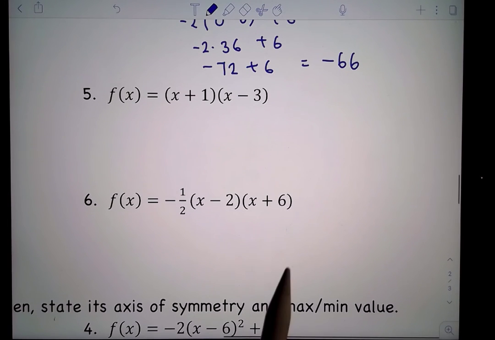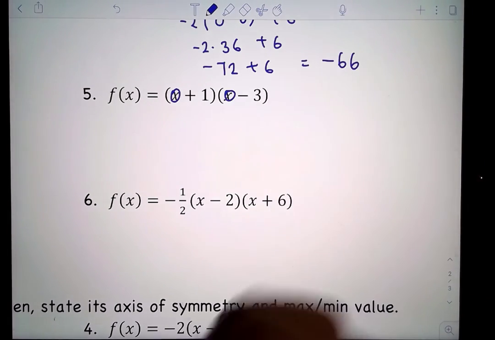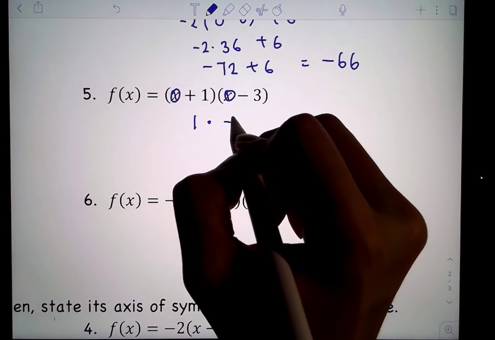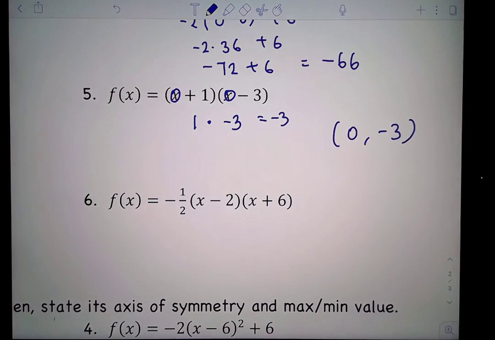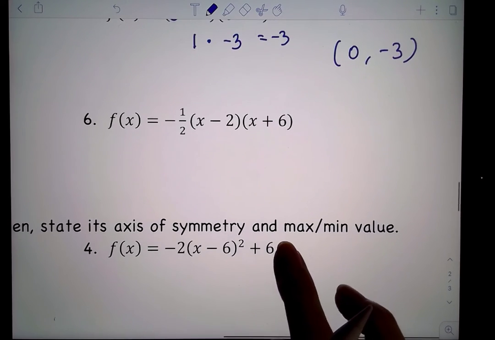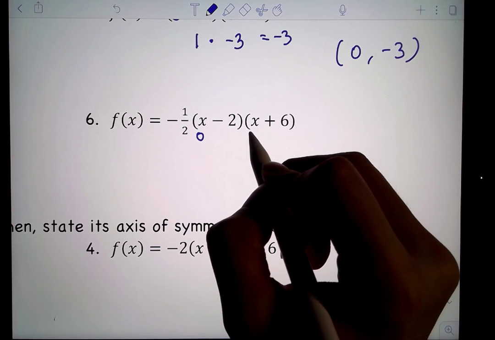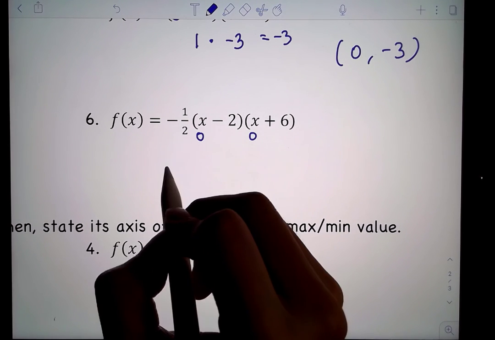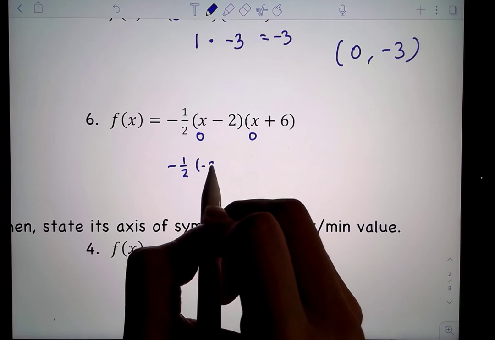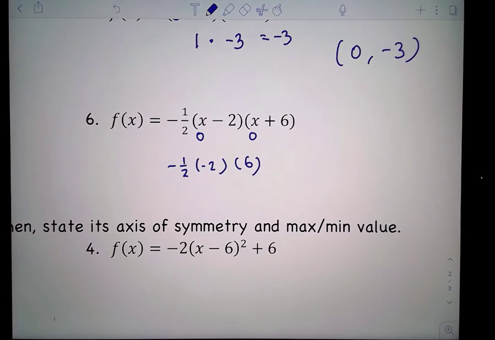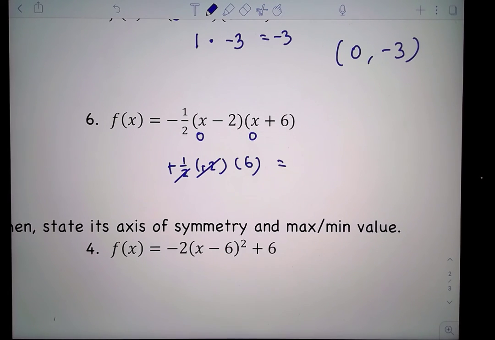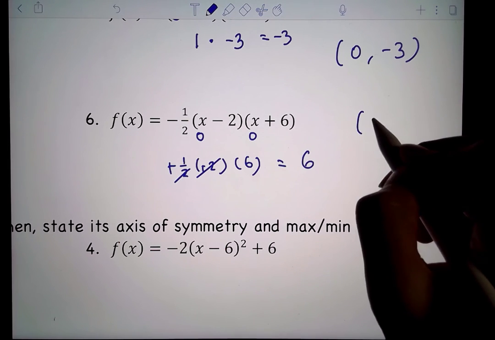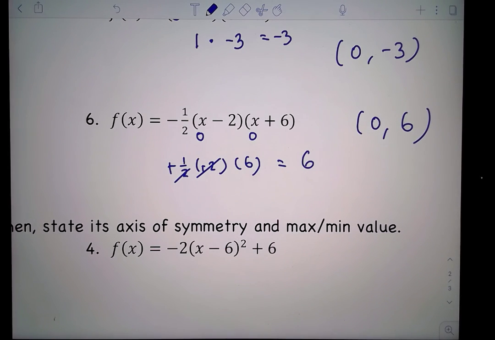Okay, and number 5. You're getting the y-intercept, right? So you put 0 into x. Then you get 1 times negative 3, which is negative 3. So your y-intercept is (0, negative 3). Alright, and number 6, to get your y-intercept, we put 0 into x. Don't forget your negative half. You need to keep it: negative half, negative 2, and 6, right? So the 2 cancels. You have only 6. So you get (0, 6). Okay.